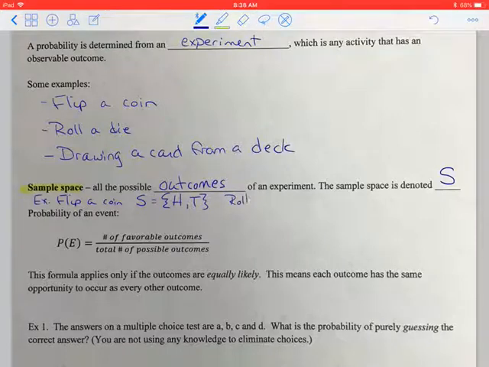If I was rolling a die, I would be looking at the number of dots. I could draw the dots if I wanted, but I'm just going to put the number. And then we just separate these with commas. So rolling a die has 6 possible outcomes.